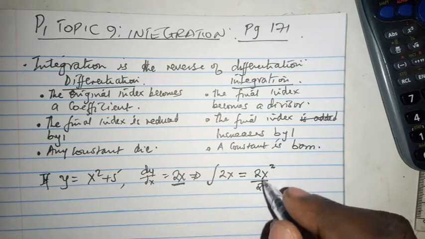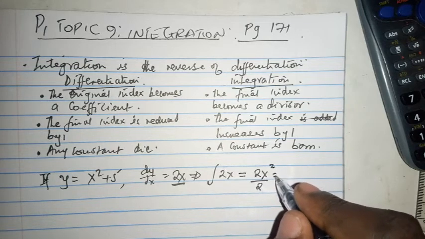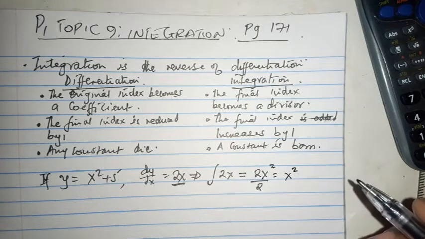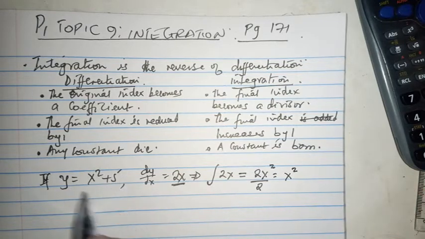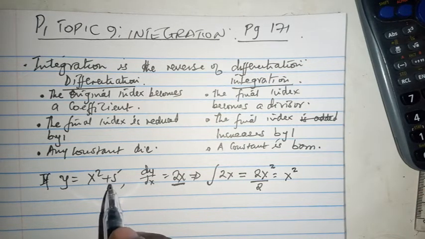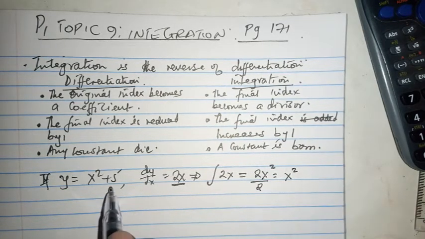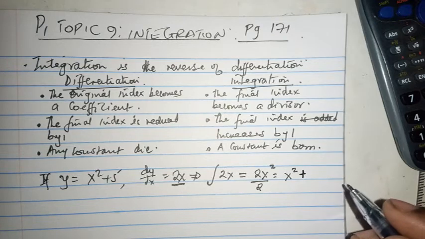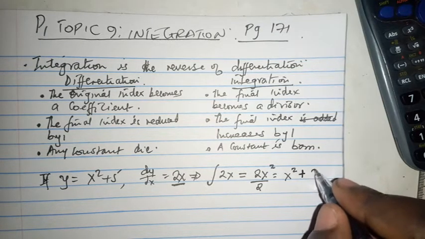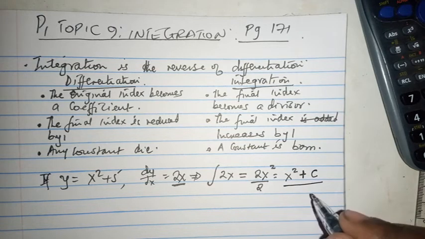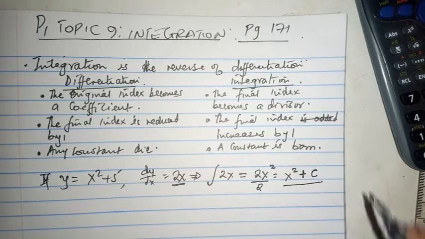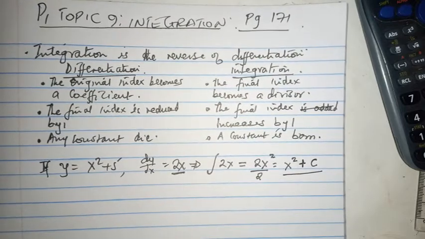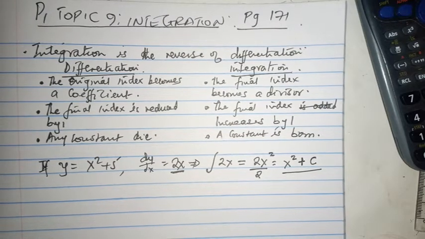So 2 cancels with 2 to give us x squared. Because we never know what the constant was within that particular function, we do not bring the 5, but a constant is born. c is the constant of integration. So that is how we integrate, and I want us to go directly to example 1.